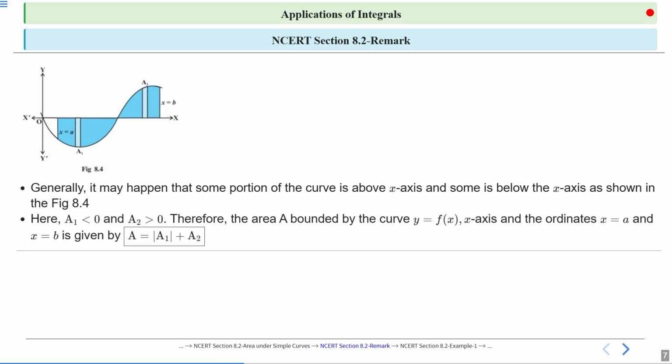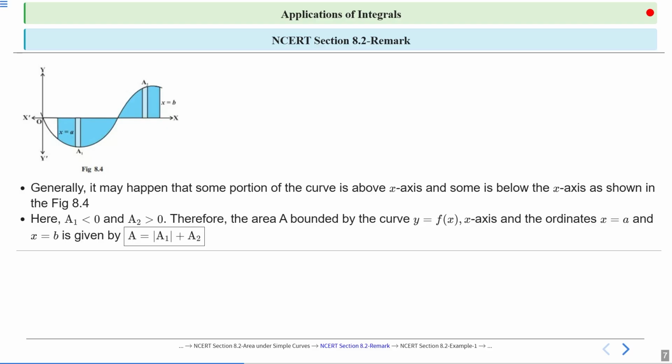As A1 is less than 0 and A2 is greater than 0, therefore the area A bounded by the curve y equal to f(x), the x-axis, and the ordinates x equal to a and x equal to b is given by area equal to the absolute value of A1 plus A2.